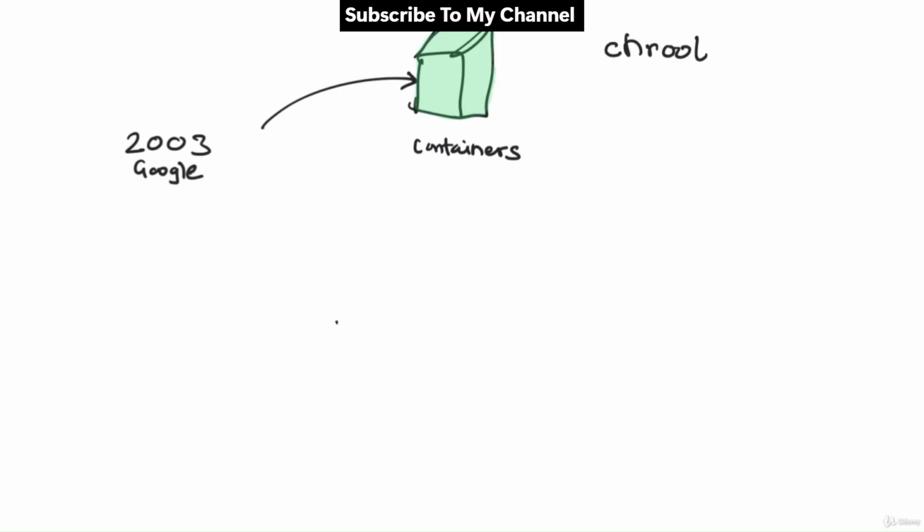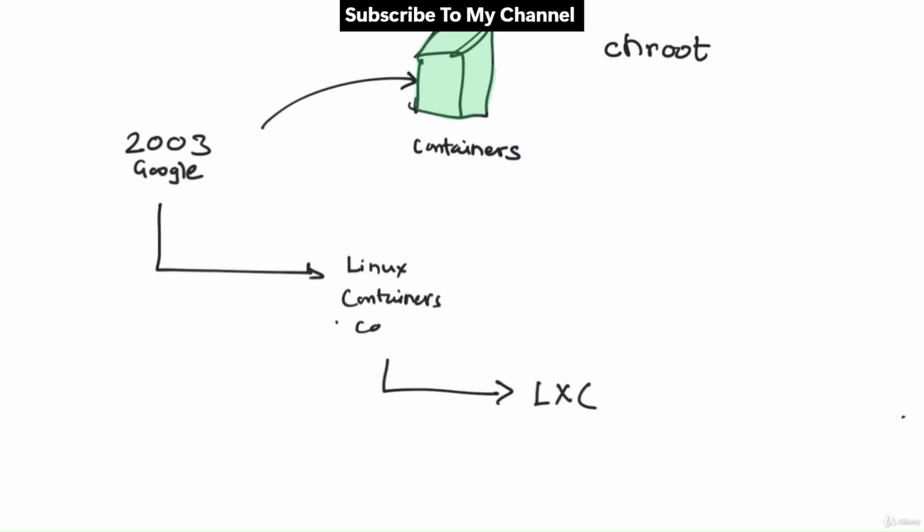Now Google started contributing to Linux containers, and they added the features for resource isolation. What we see as Linux containers today, much of it is contributed by Google actually, and that led to LXC, and LXC had an offshoot which is now Docker.